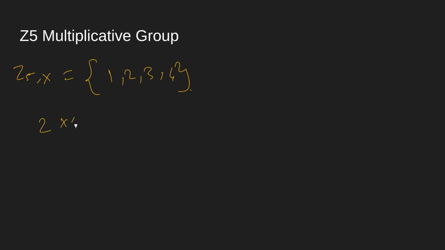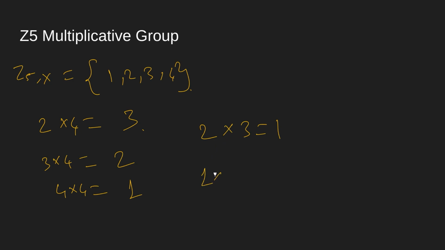So multiplication: 2 times 4 should be 3, because 8, right? 3 times 4 is 12, whose remainder is 2 when divided by 5. Similarly, 4 times 4 should be 16, remainder is 1. What about the inverses? As you can observe, the identity element is 1, so the inverse of 4 is 4 itself. For 2, it should be 3 because 2 times 3 is 6. So 6 is 1, right? So the inverse of 3 is also 2, and so on. 1 is the identity element, so 1 times 1 is 1. Okay, so that's how it works.